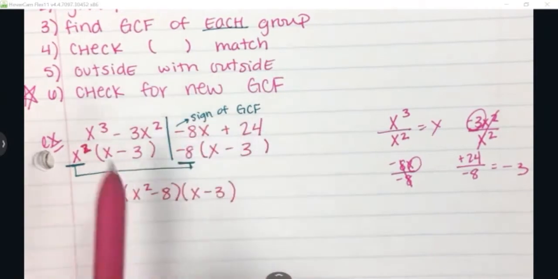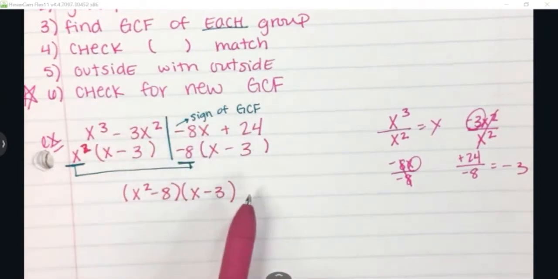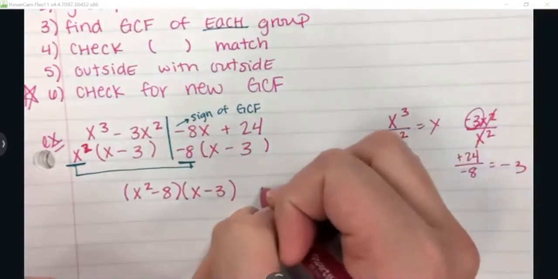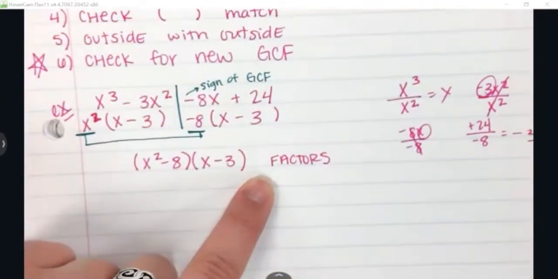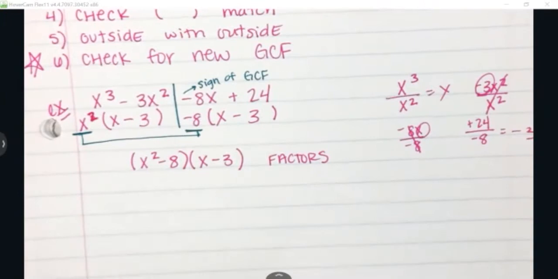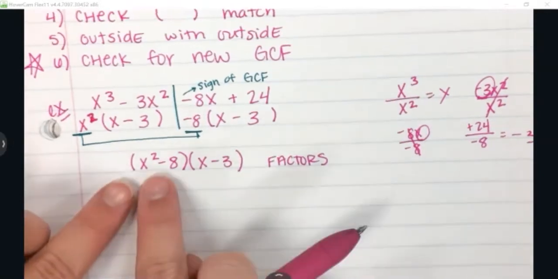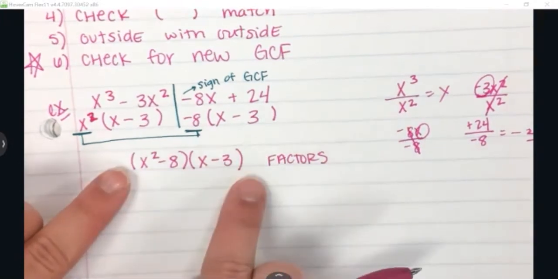It's going to ask you, out of these factors, these are called factors, you better know that, factors, which one is the quadratic? So which one's the quadratic? X squared minus 8 or x minus 3? What does a quadratic have? A squared. So which one is the quadratic? The first or the second one?